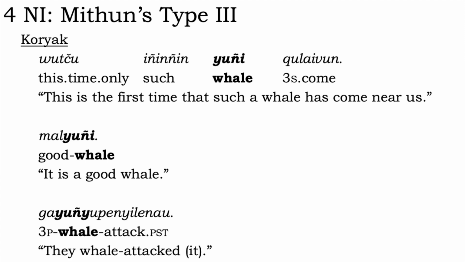As an example of type 3, consider the following Koryak text. When the whale is first mentioned, it is referred to with a separate noun. After that, it is incorporated into the verb as established information.